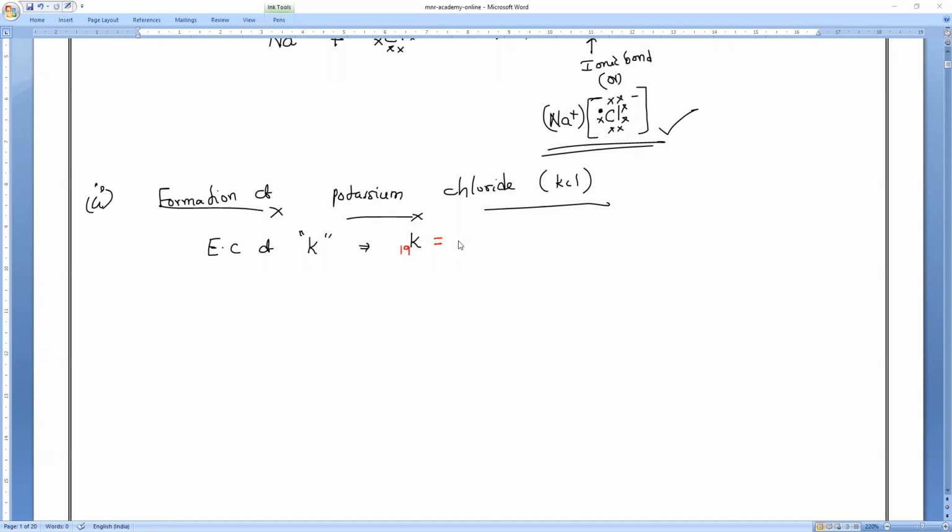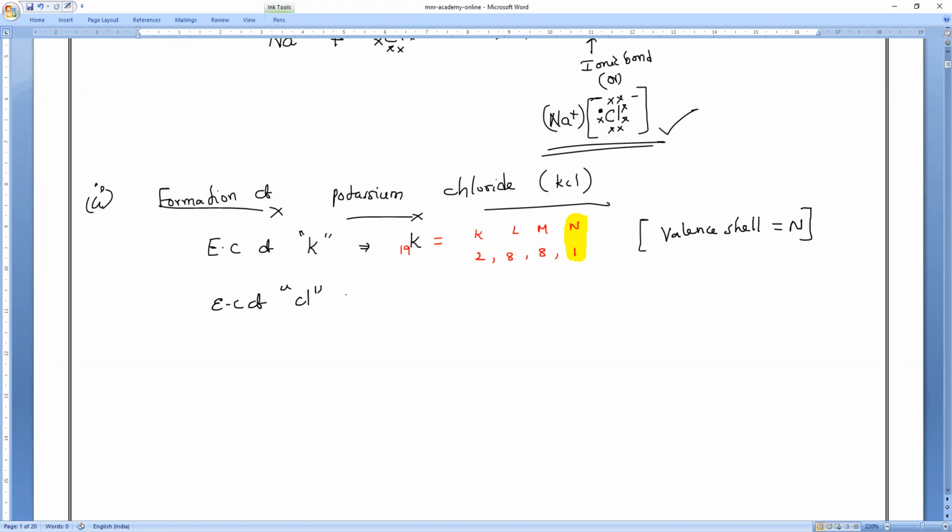Tell me the electronic configuration of potassium. Girls, 2, 8, 8, 1. So K, L, M and N. So what is the valence shell? Valence shell is the N shell. So valence shell is equal to which shell? N shell.